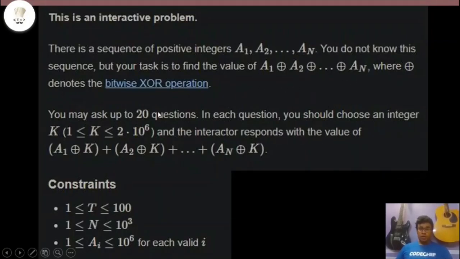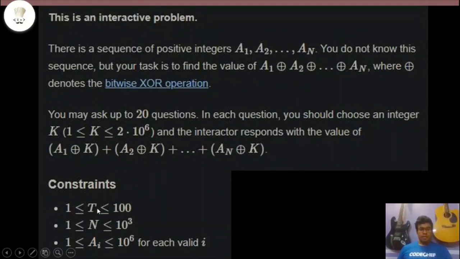In order to find this value, we may ask up to 20 questions, and in each question we're going to choose a value k, where k belongs to 1 to 2 times 10 to the power 6, and give it to the grader. The grader then replies with a number, which is the sum of the individual XORs with k. So the answer will be a1 XOR k plus a2 XOR k plus a3 XOR k and so on till an XOR k.